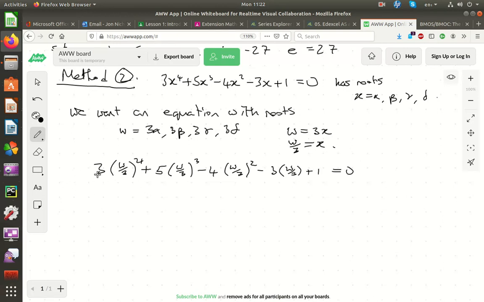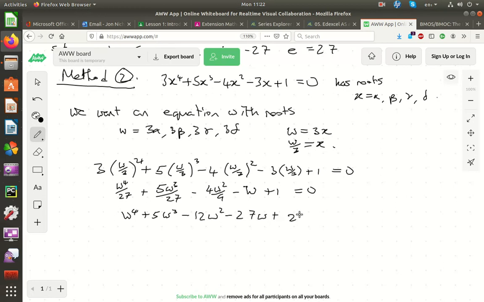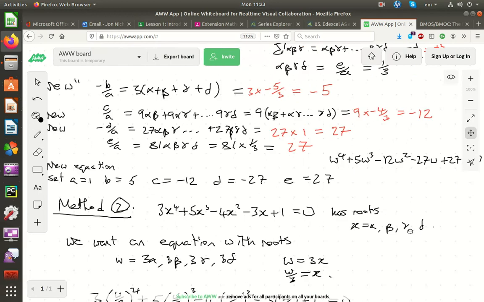Now it's just a case of multiplying out and simplifying. We're going to get W to the 4 over 81 times 3, so that's W to the 4 over 27, plus 5W cubed over 27, minus 4W squared over 9, minus 3W over 3, well, that's just W, and then plus 1 equals 0. And now I'm just going to times everything by 27, so it looks nicer. W to the 4 plus 5W cubed minus 12W squared minus 27W plus 27 equals 0. Isn't that so much easier than method 1?